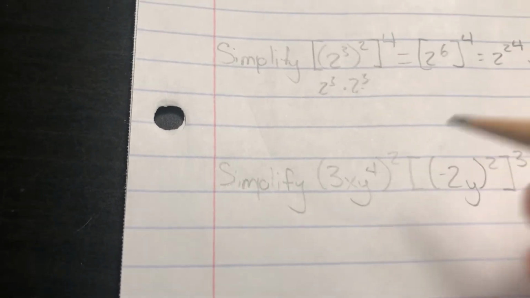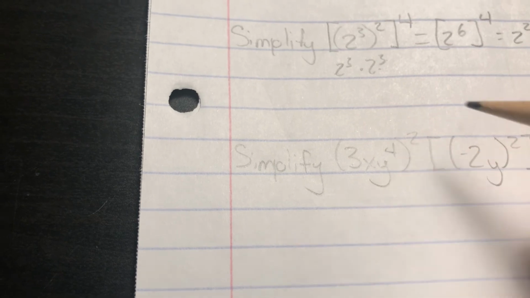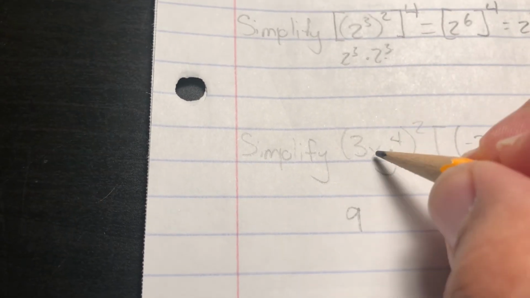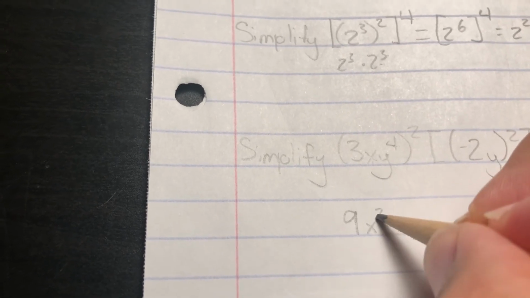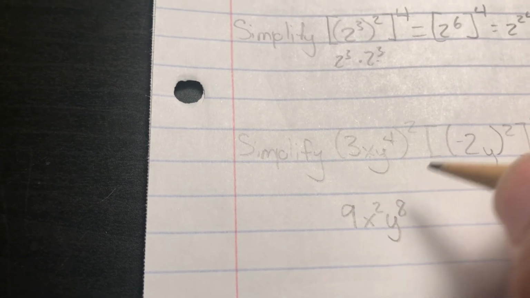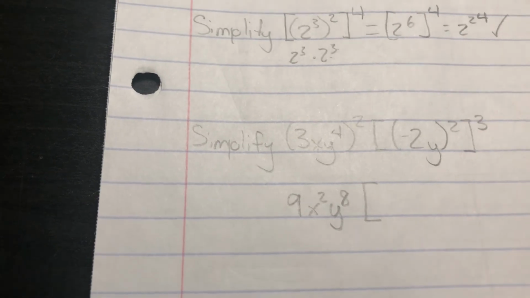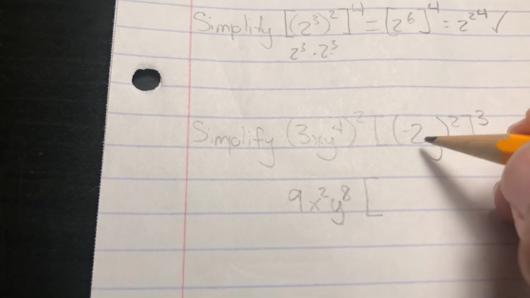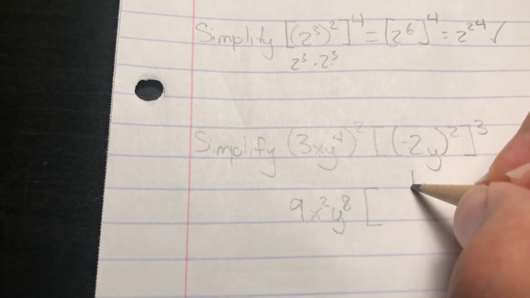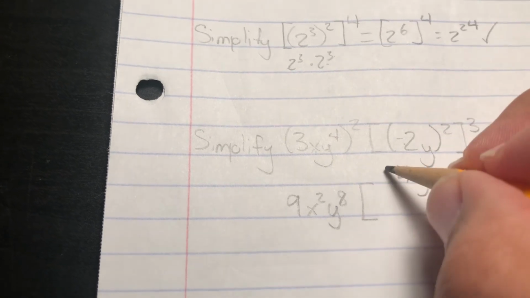Okay, let's simplify this. Let's do this one first. So squared, everything gets squared. So 3 times 3, that'll make 9. X times x, that'll make x squared. Y to the fourth times y to the fourth is going to make y to the eighth. Now this is still multiplying with a simplified version of this. So this is going to be negative 2 times negative 2, that makes 4. And y times y, that's going to make y squared.